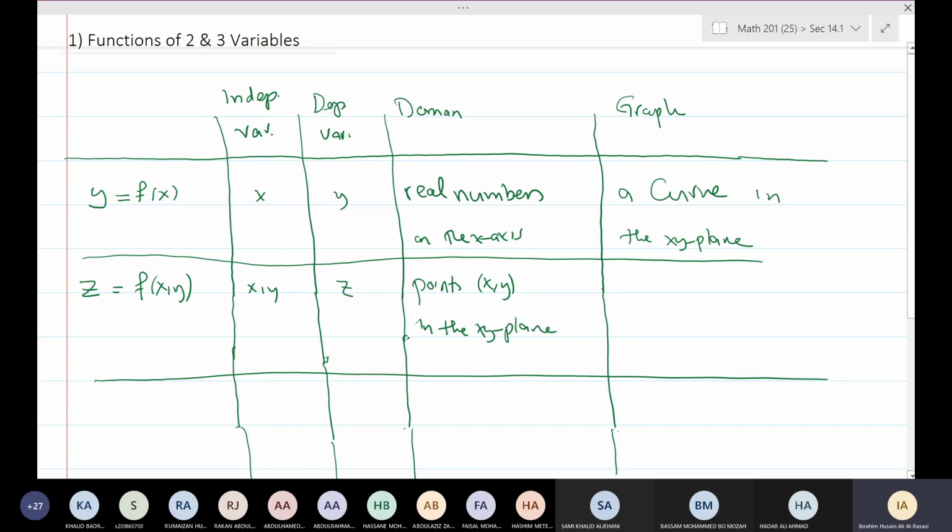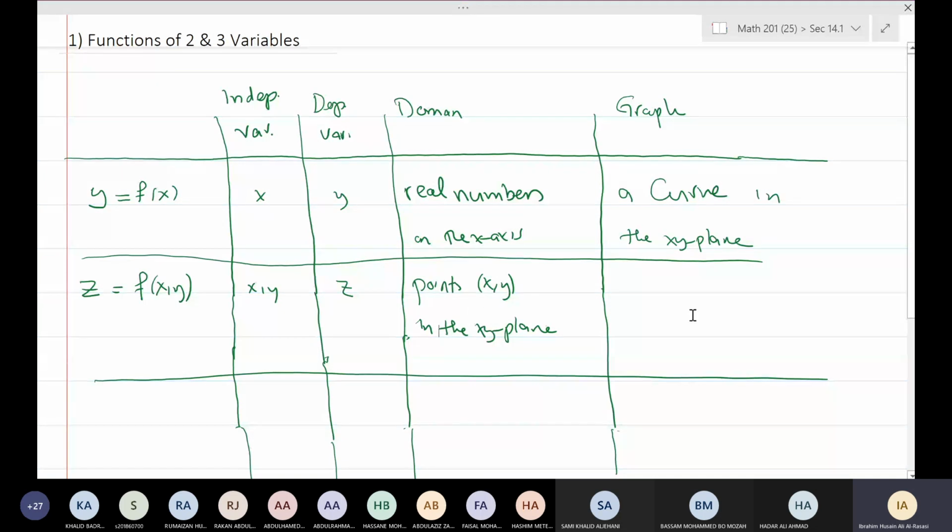So the domain will be points consisting of two numbers. You put the input as a real number for X and a real number for Y. You put two real numbers, you combine them and you say it is a point. So the domain will be points in the XY plane.